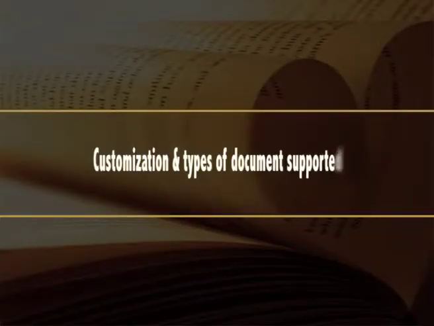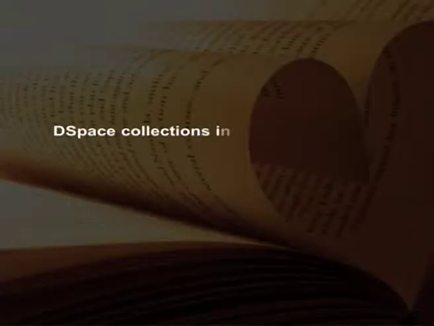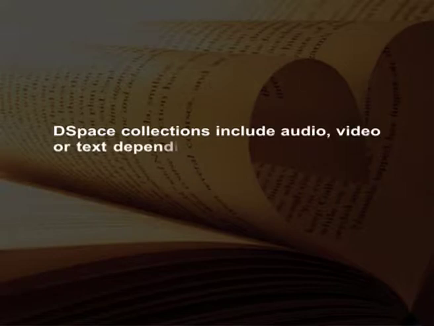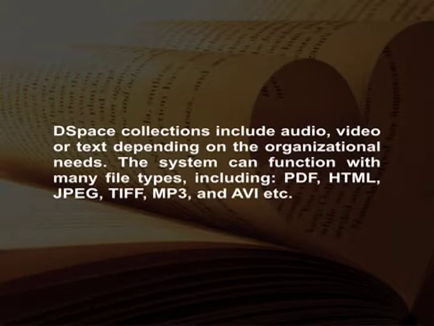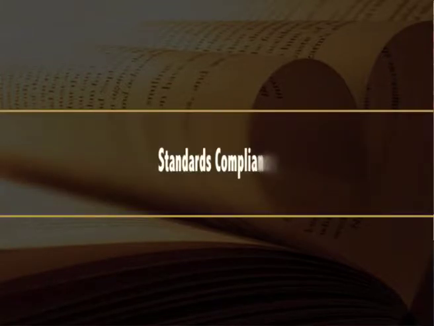G. Customization and types of documents supported. Dspace allows customization to accommodate the multidisciplinary and organizational needs of a large institution. Dspace collections include audio, video, or text depending on the organizational needs. The system can function with many file types including PDF, HTML, JPEG, TIFF, MP3, and AVI, etc. H. Standard compliance. The default configuration permits Dspace to store metadata of an item in the Dublin Core metadata schema.